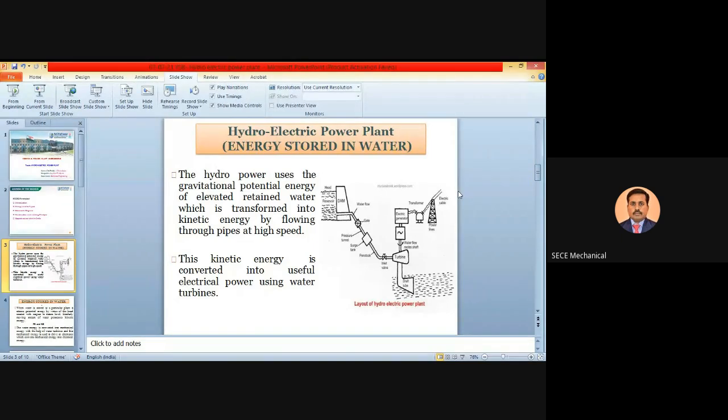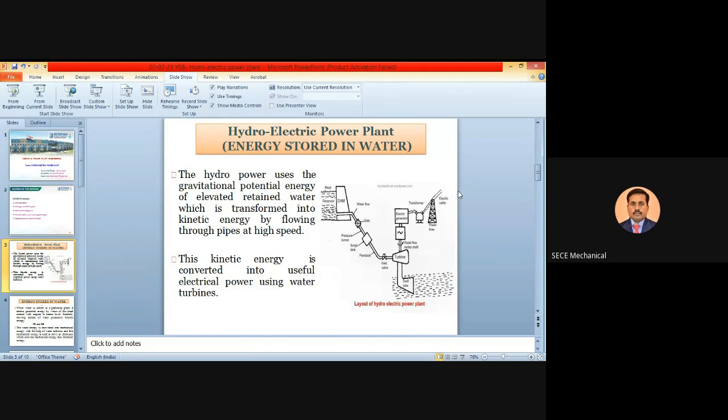So a gate system, a gate valve control system, is required to control the speed of the water, like a shutter. By this way, we can admit the water from the dam to the turbine. So the pressure energy of the water is again converted into kinetic energy.